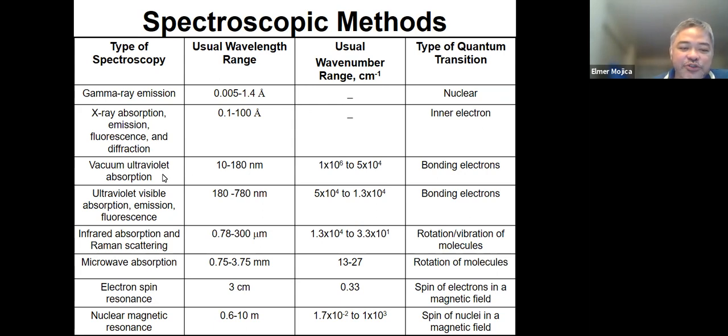And then you have the absorption. You can have the vacuum ultraviolet, which affects the bonding electrons, at 10 to 180 nanometers. And then you have what we know as the UV-Vis, UV-visible absorbance or absorption, and you also include here the emission and fluorescence. This is the typical thing that we observe in the visible region, and it involves the bonding electron.